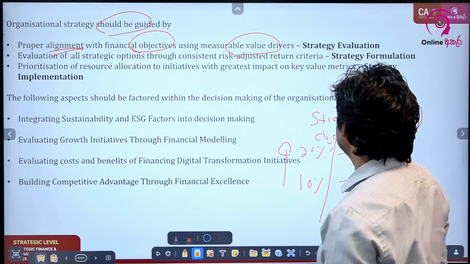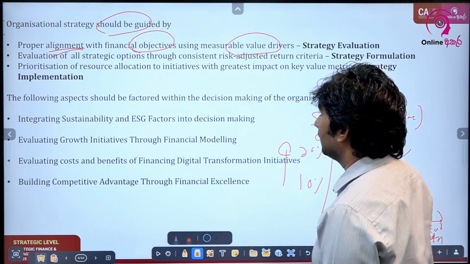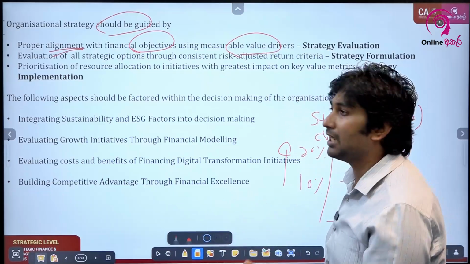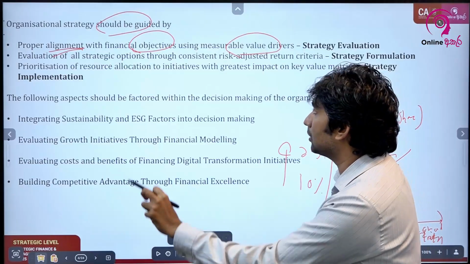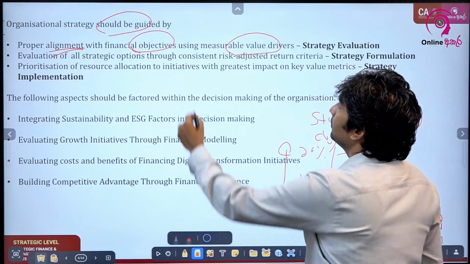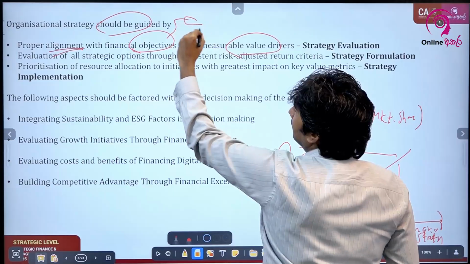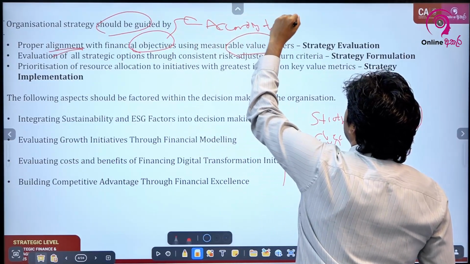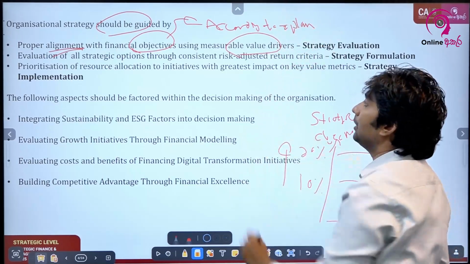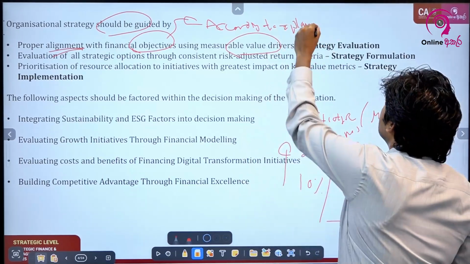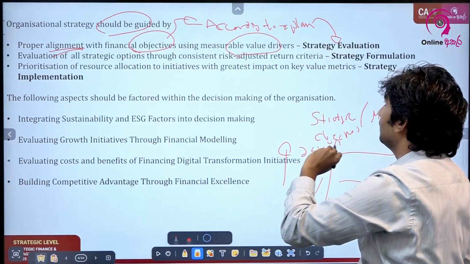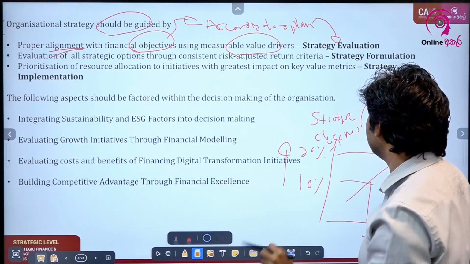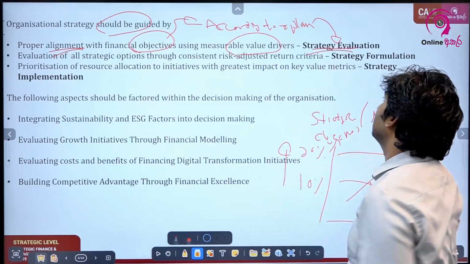So there needs to be proper KPIs to see whether our financial strategy is going according to the plan. You need to see whether the financial objectives are going according to the plan. You need to evaluate your performance. We are looking at this aspect specifically under strategy evaluation.